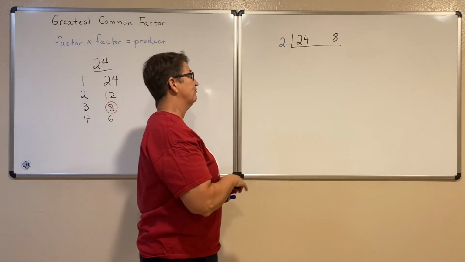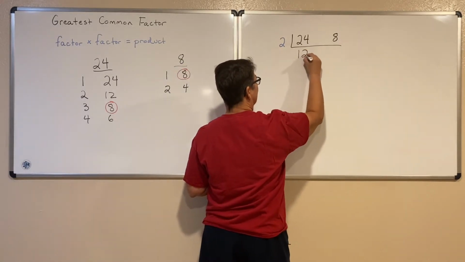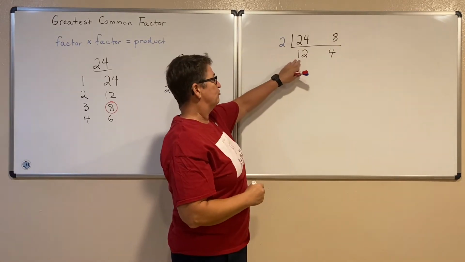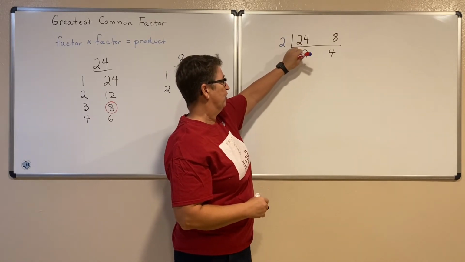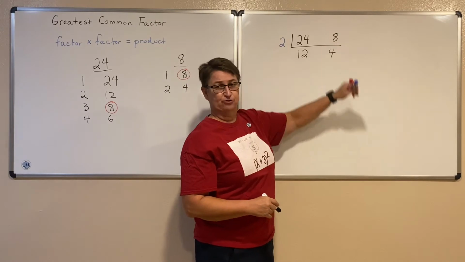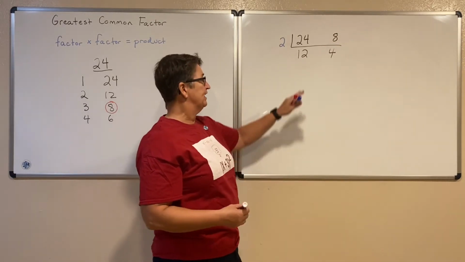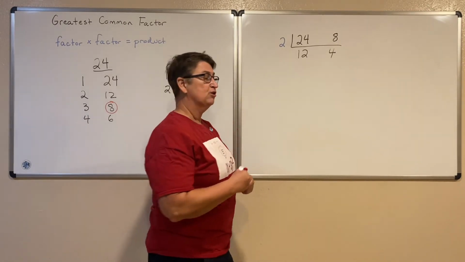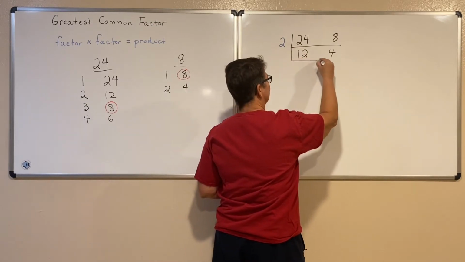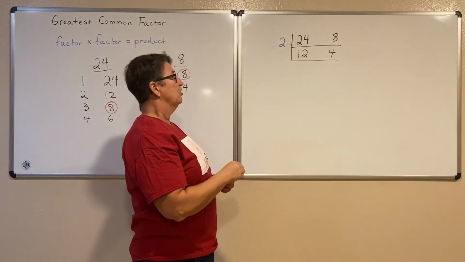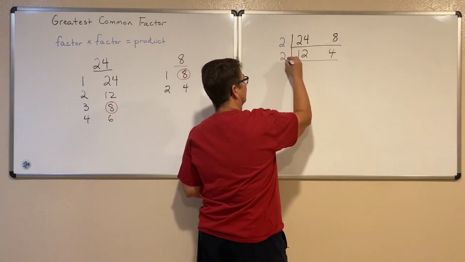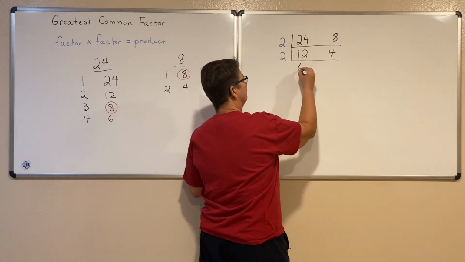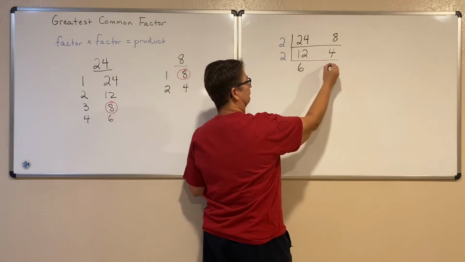So if I divide 24 by 2, I get 12. And if I divide 8 by 2, I get 4. Notice that 2 times 12, those are both factors of 24. And 2 and 4 are factors of 8. I'm going to do that again. Is there another factor that goes into both 12 and 4? Well, again, they're both even, so I know that 2 goes into both of those numbers. 2 goes into 12 6 times, so 6 and 2 are factors of 12. 2 goes into 4 2 times.